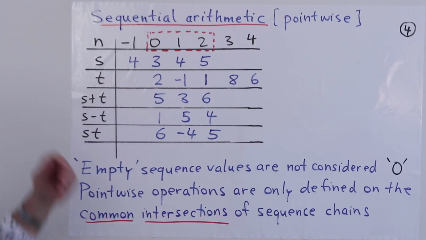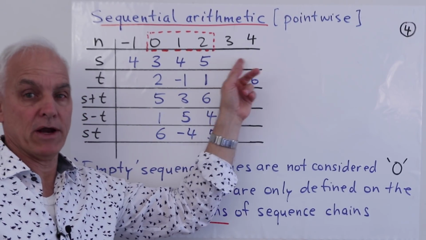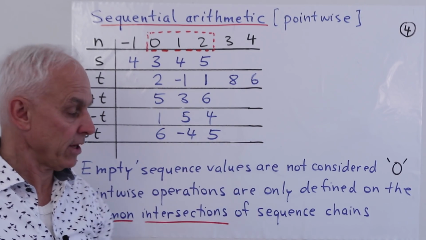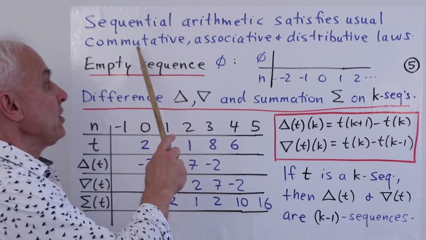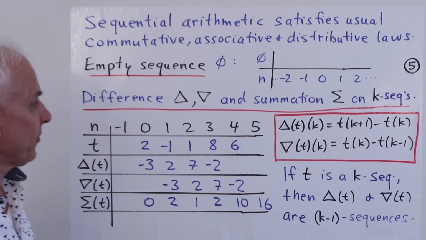And empty sequence values are not considered as 0. So we're not saying, oh, that's a 0 there. There's nothing there, rather than having 0. Okay, so this kind of sequential arithmetic satisfies the usual commutative, associative, and distributive laws.